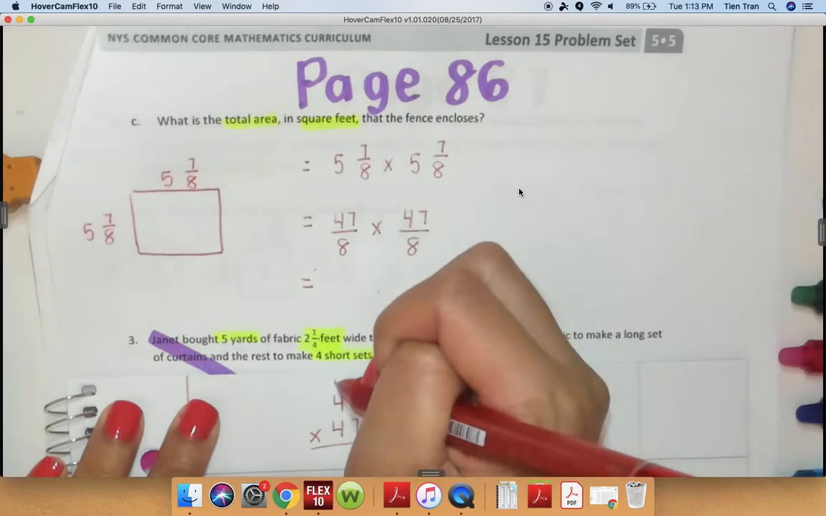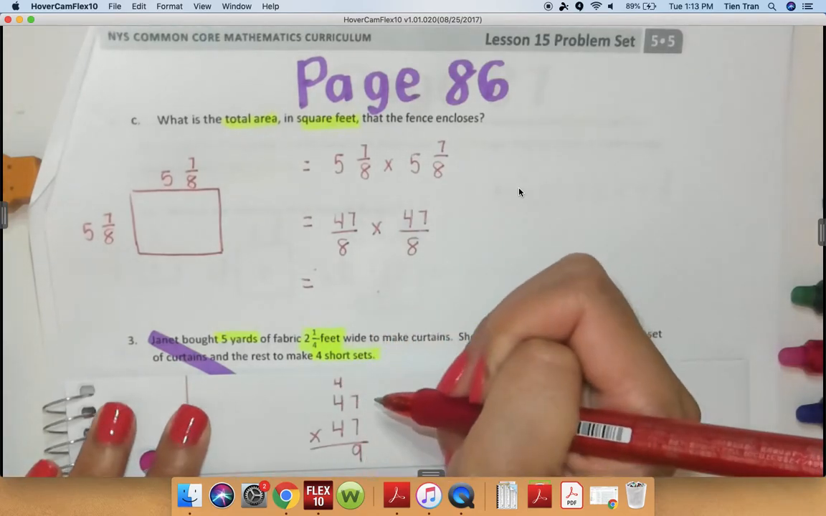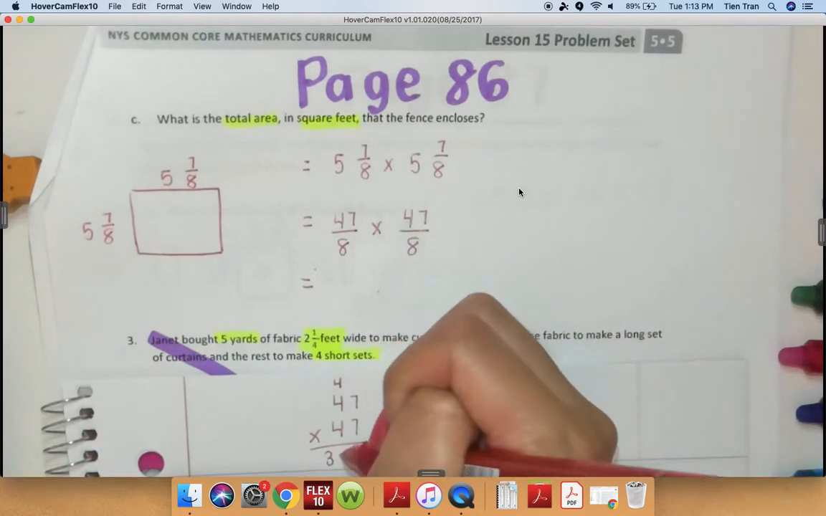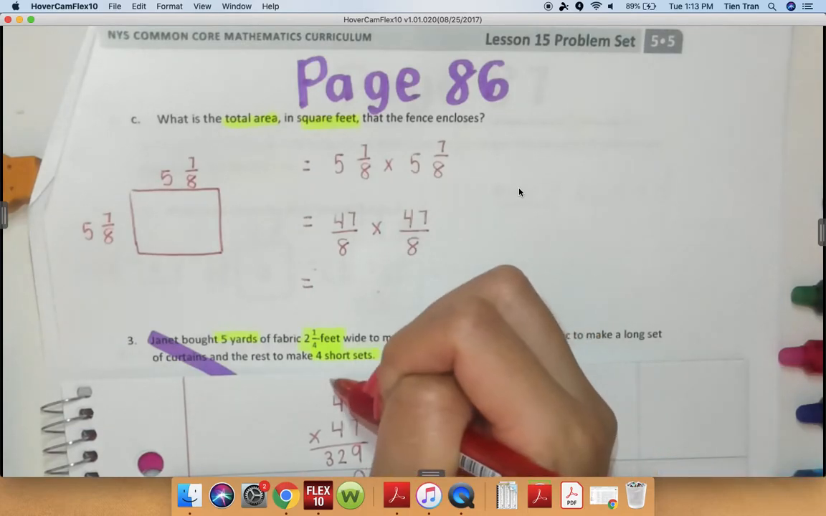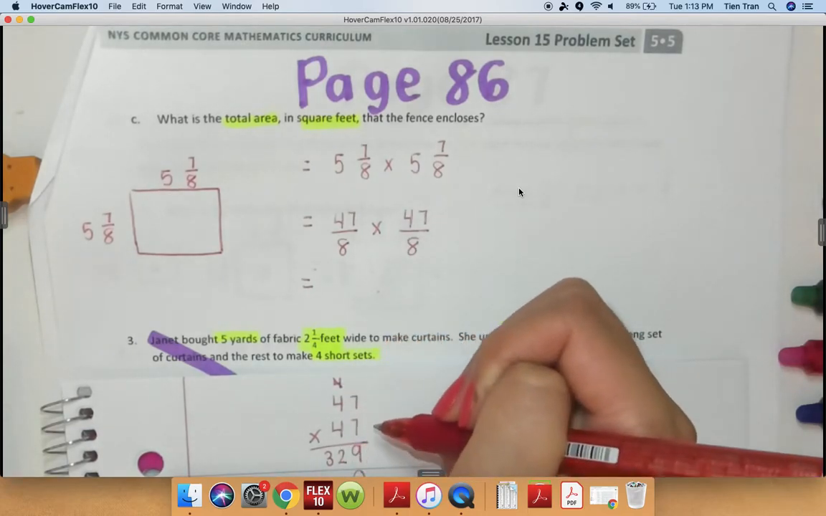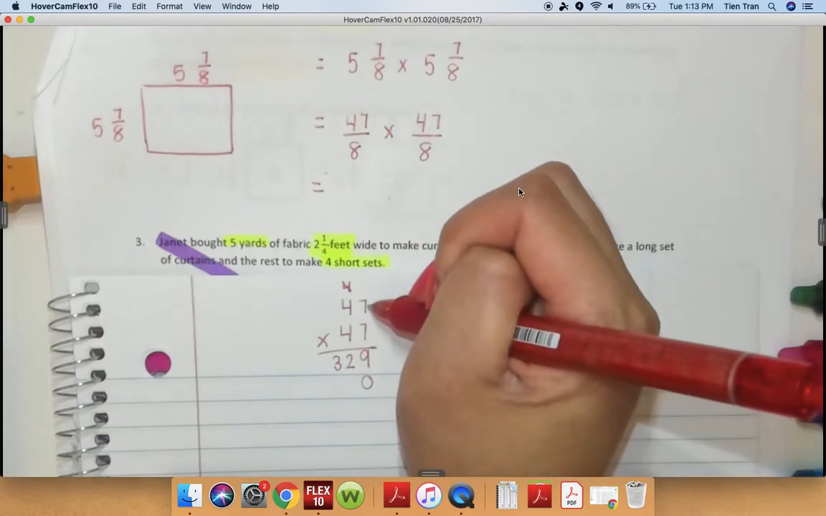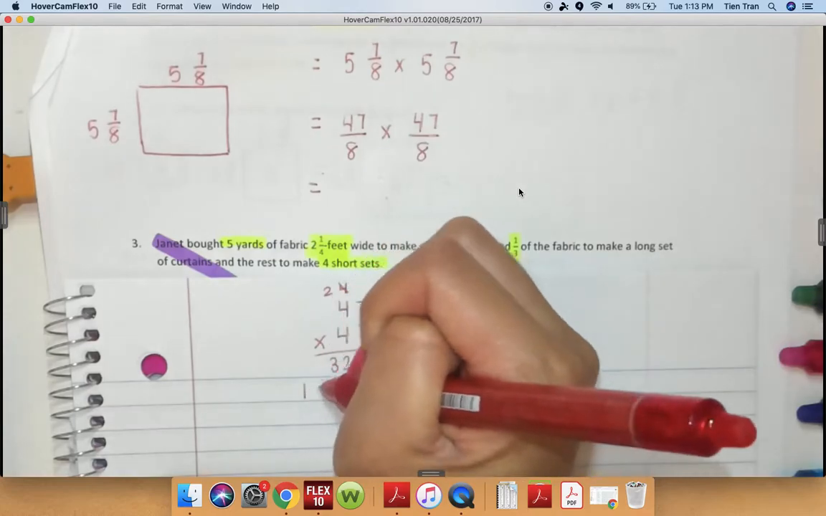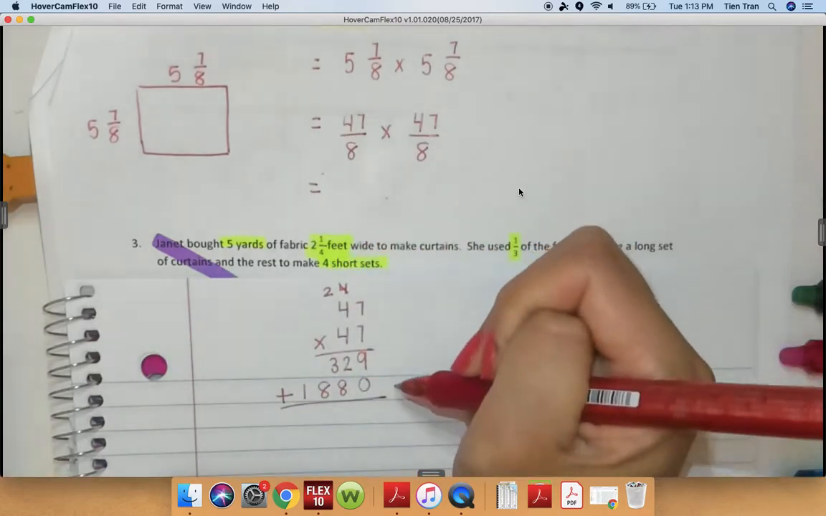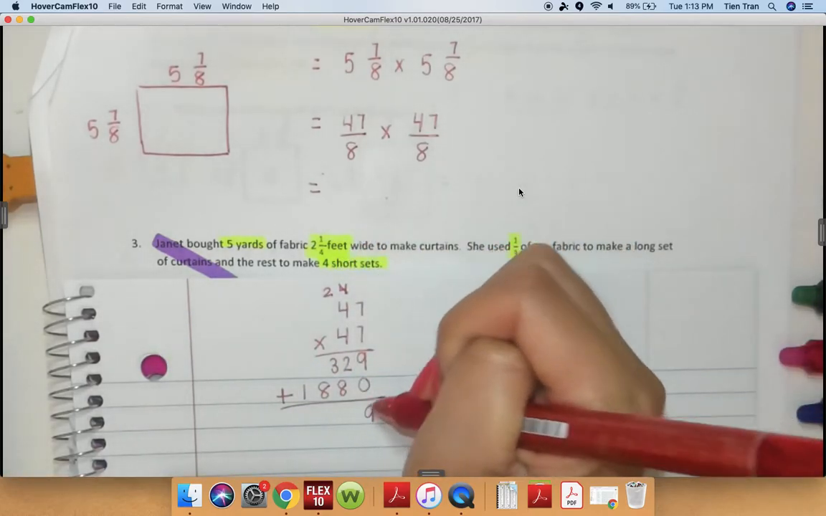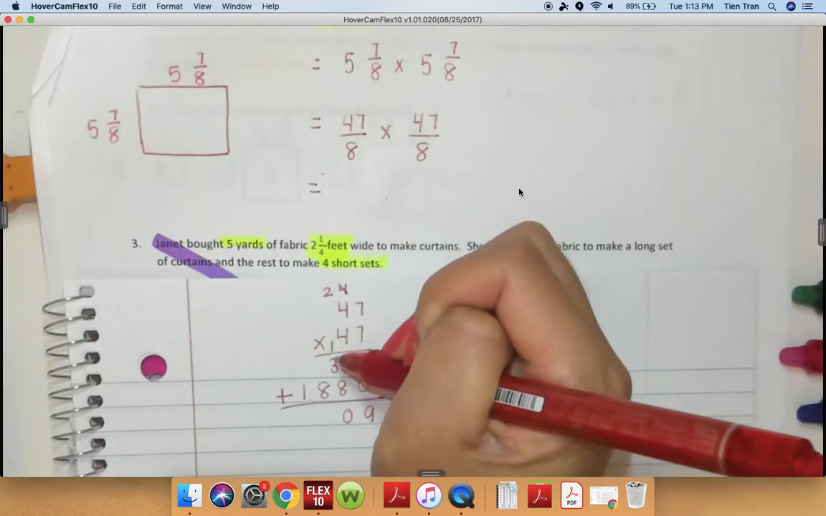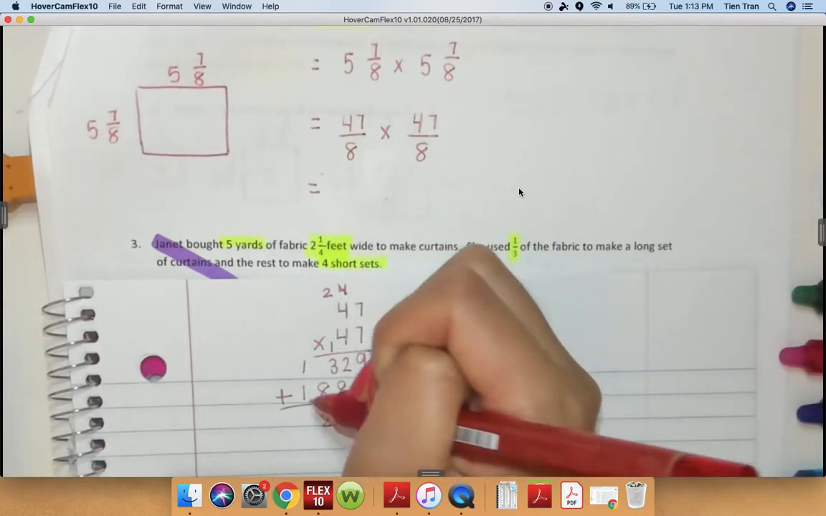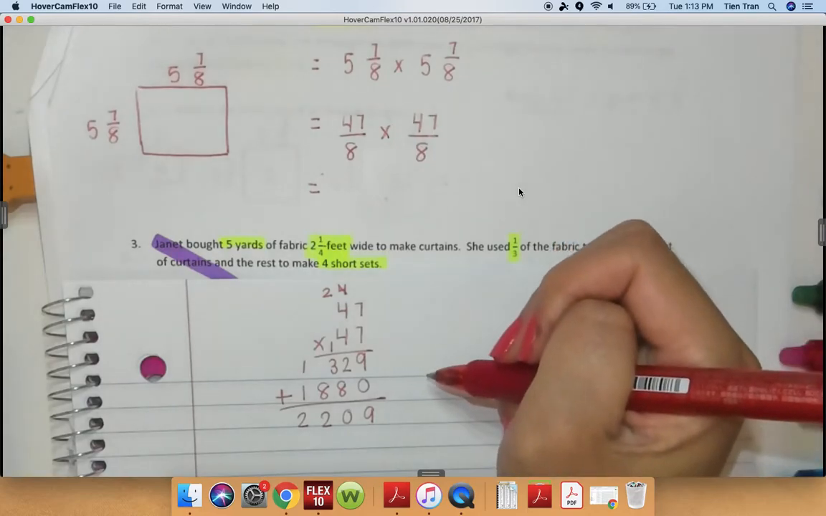7 times 7 is 49. 7 times 4 is 28, plus 4 is 32. Bring down my 0 because now I'm multiplying my tens place. 4 times 7 is 28. 4 times 4 is 16, plus 2 is 18. I'm going to add all of my numbers together. I get 9, 10, 12, and 2. So I get 2,209.